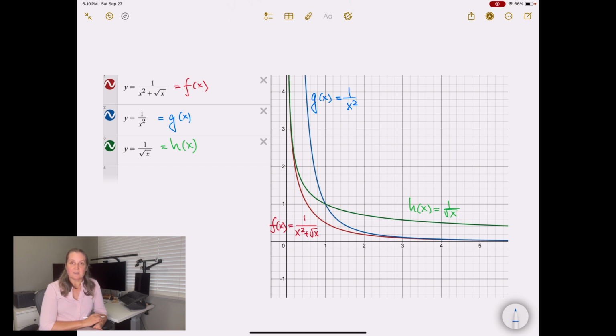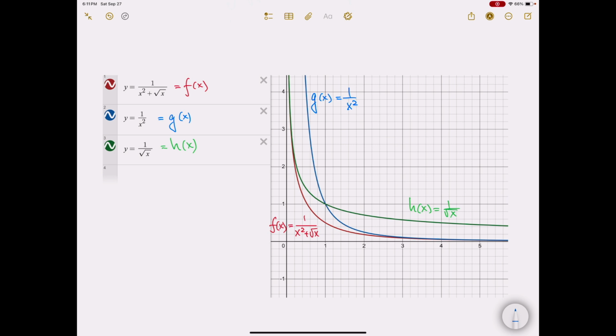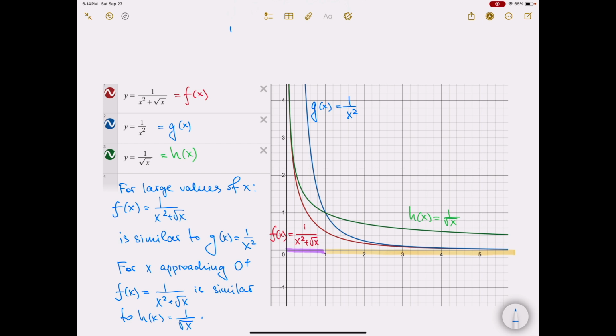We can see that the function f of x, graphed in red, as x increases to infinity, behaves more like the blue curve g of x equals 1 over x squared. This is not surprising. As x goes to infinity, x squared in the denominator of f of x explodes and dominates the denominator x squared plus square root of x. Something else interesting that we can see.